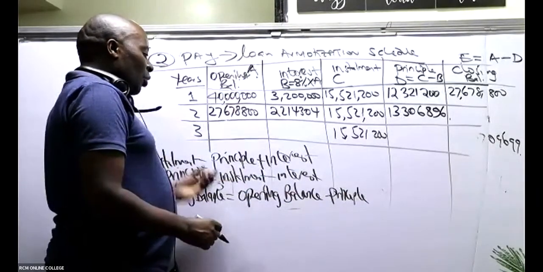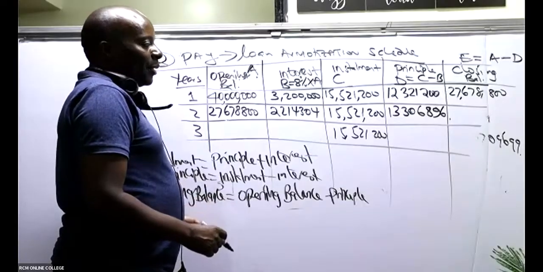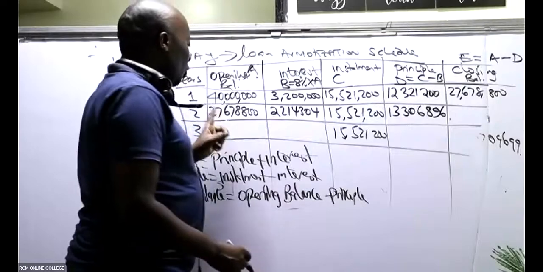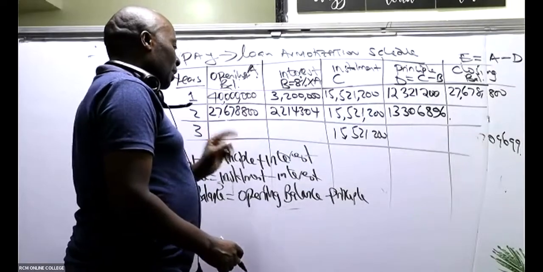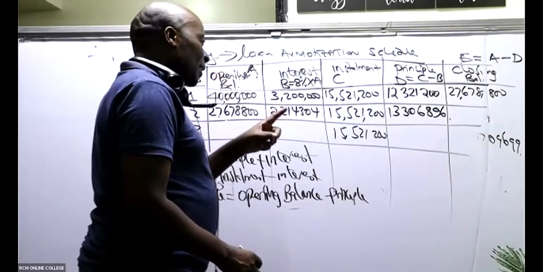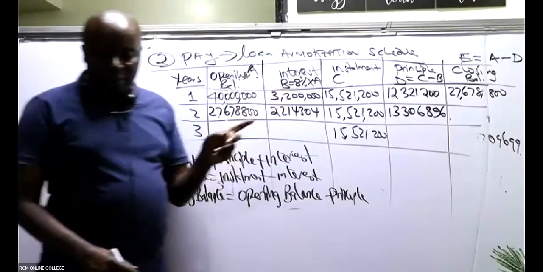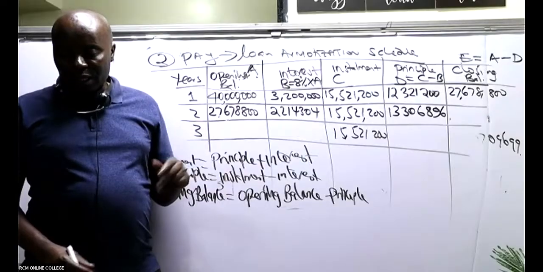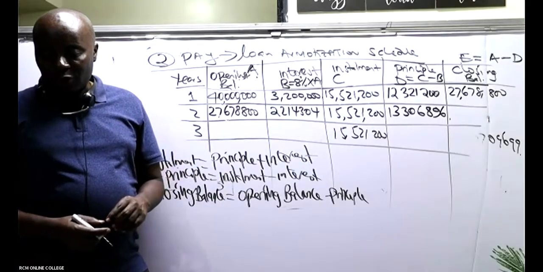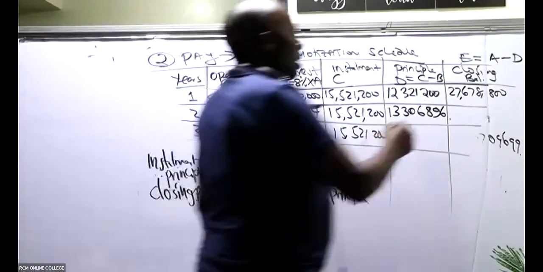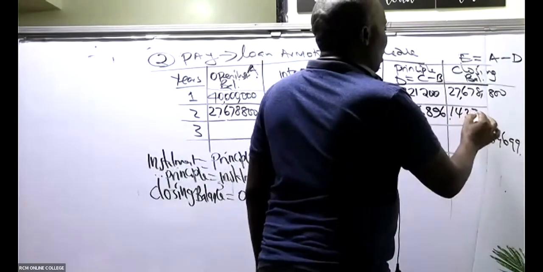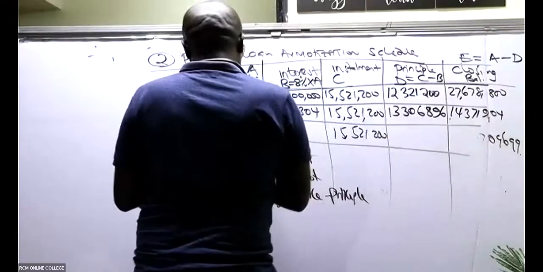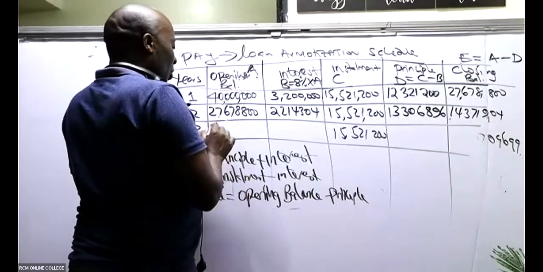For the closing balance, you take the opening balance minus the principal. So the figure you have there in your calculator, you will simply say the opening balance minus that answer. You should be able to give us the closing balance for year 2, and we are almost finishing now, which according to Mumbi is 14,371,904.